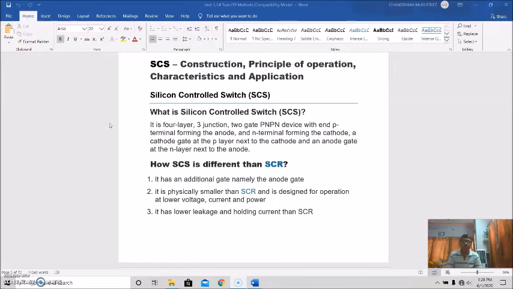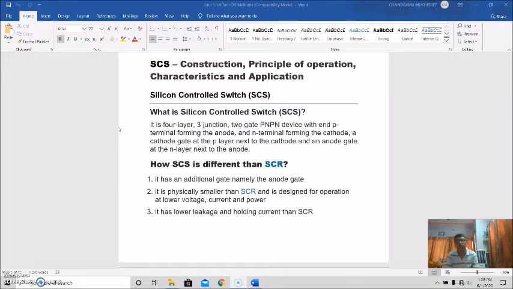Today we'll discuss about silicon control switch, SCS, its construction, principle of operation, characteristics and application. So silicon control switch is a four-layer two-gate PNPN device with P terminal forming the anode and N terminal forming the cathode. A cathode gate at the P layer next to the cathode and anode gate at the N layer next to anode. So how SCS is different from SCR?